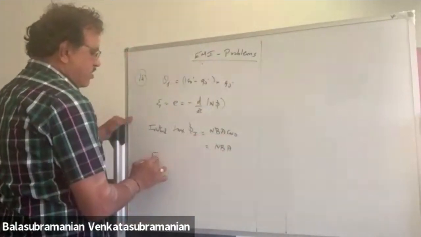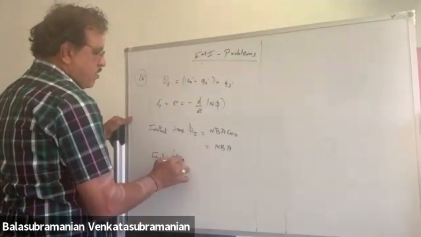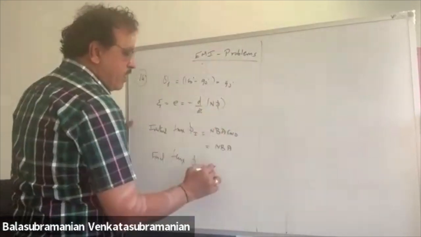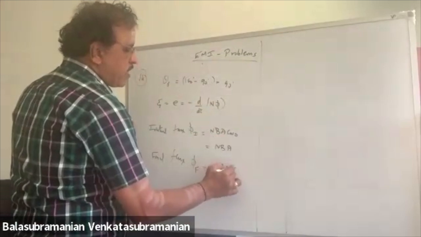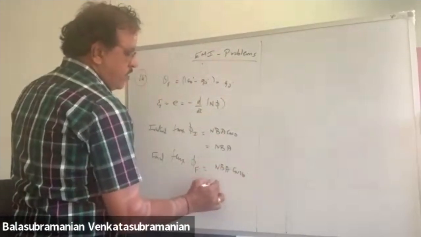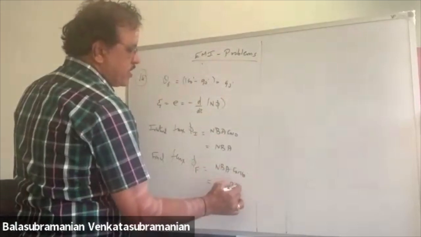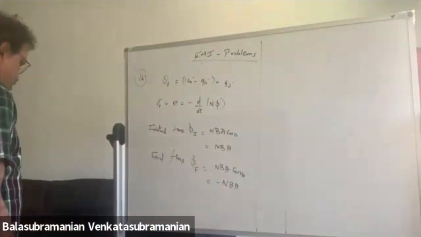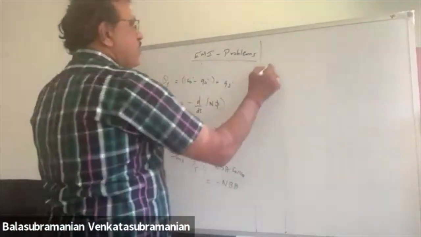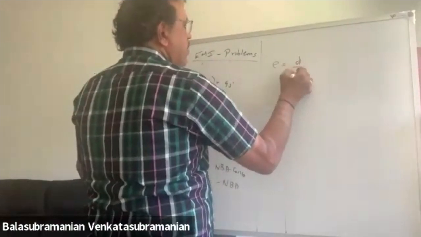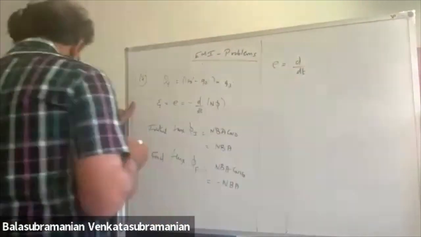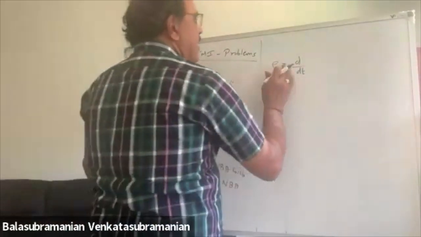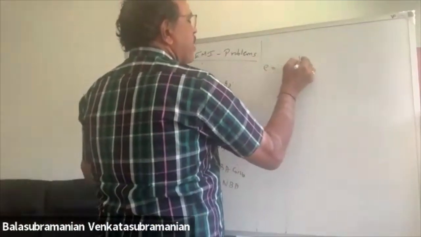Final flux. Rotated through 180 degrees, NBA cos 180. Cos 180 is minus 1. So minus NBA. Formula: E is equal to minus d by dt of N phi, or N into d phi by dt.